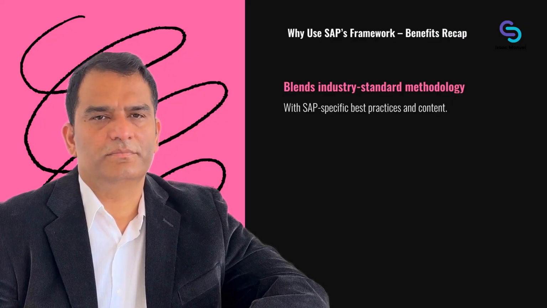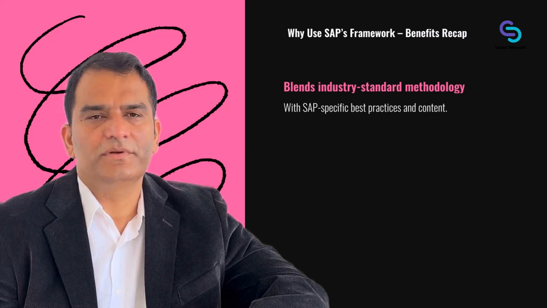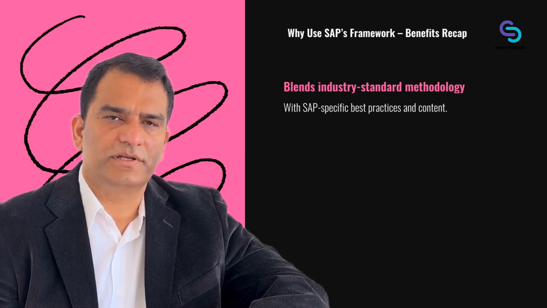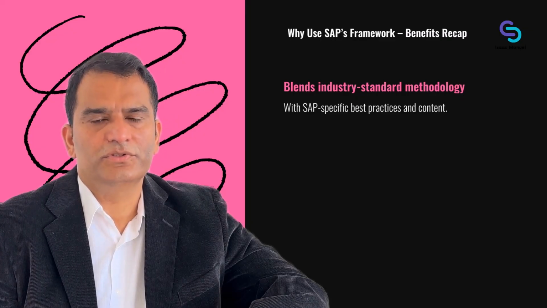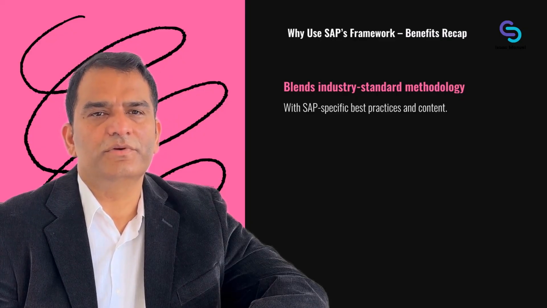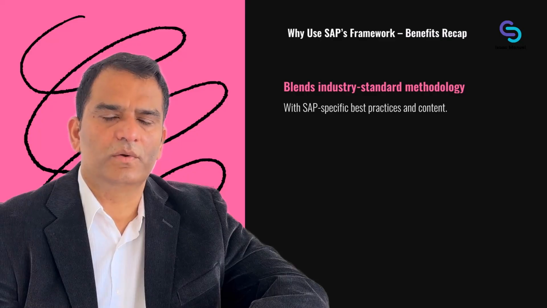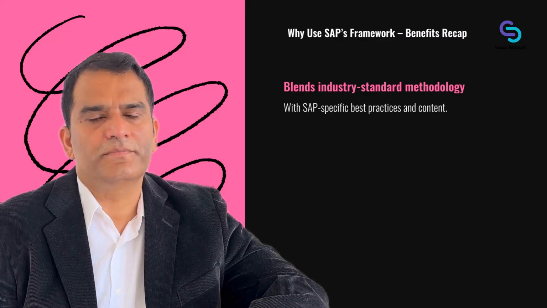For instance, whereas TOGAF might say define data architecture, SAP's framework can point you to reference data models for, say, a retail industry, or suggest using the APQC process classification framework to ensure you've covered all typical business processes.